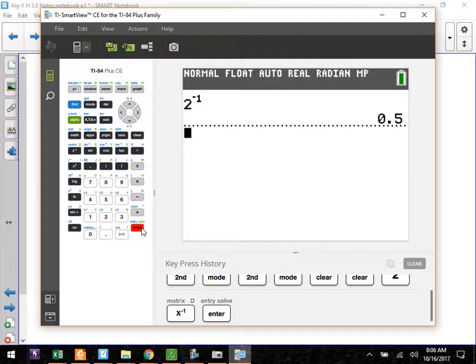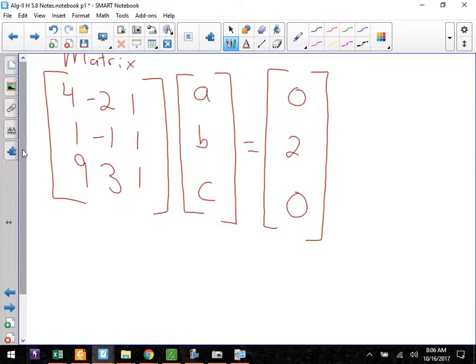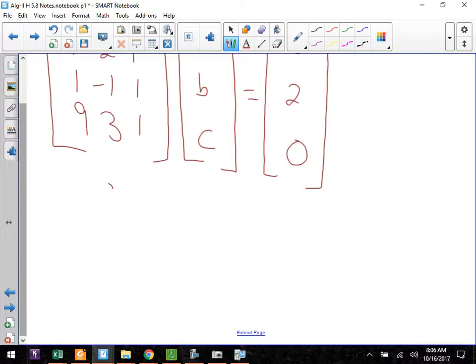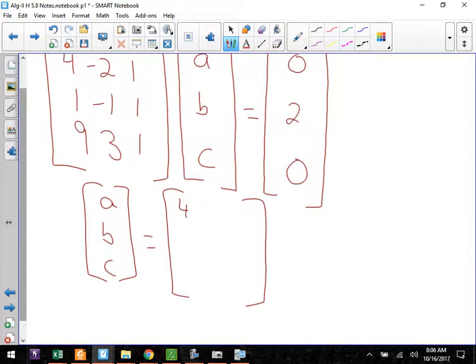Now, going back to this whole idea of a matrix, to undo multiplying, I'd have to do the inverse of that, right? So that basically tells me that I can do A, B, C is going to equal the matrix 4, negative 2, 1, 1, negative 1, 1, 9, 3, and 1, inverse, times.